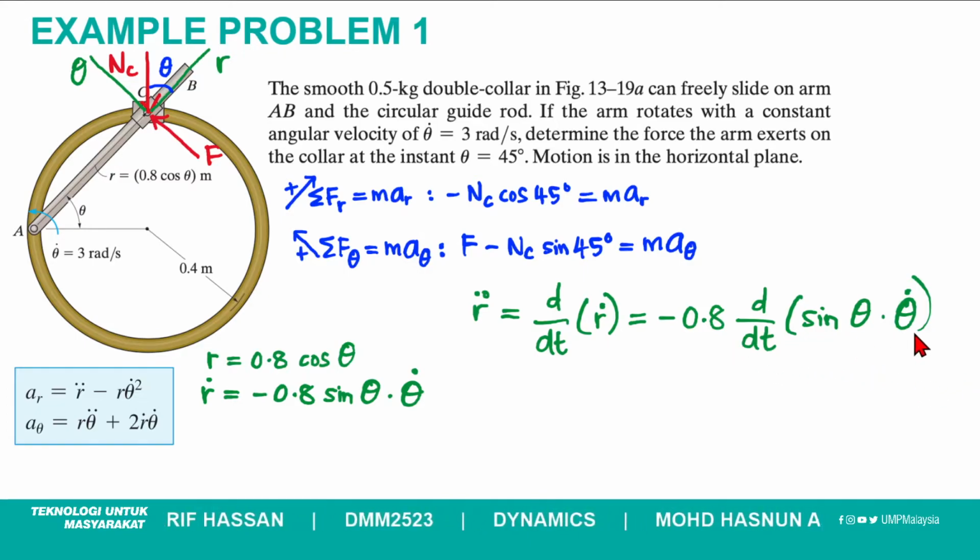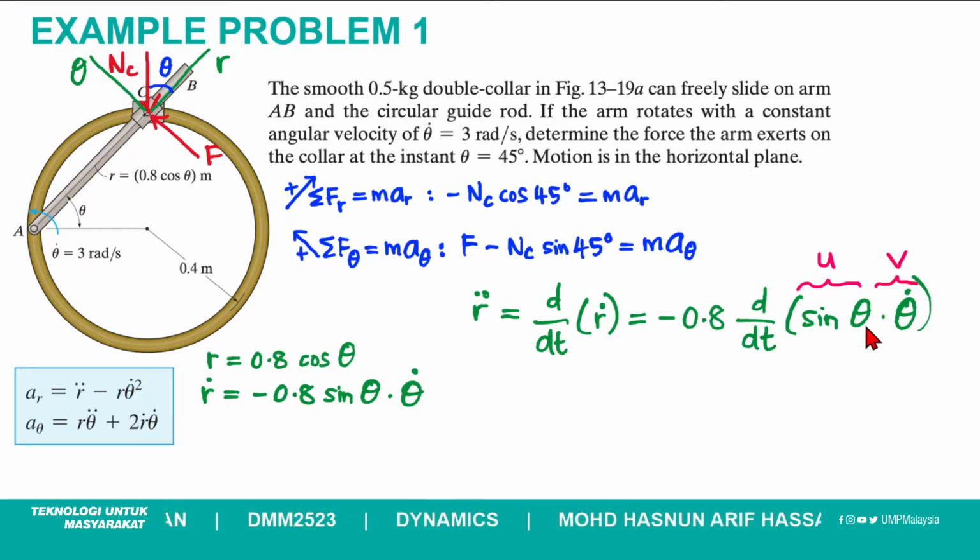Okay, this we call the product rule. There is another rule in differentiation, its name is the product rule. We differentiate two things multiplied with each other, sin theta and theta dot. To do this, you assign one as u, one as v. So sin theta is u, theta dot is v.